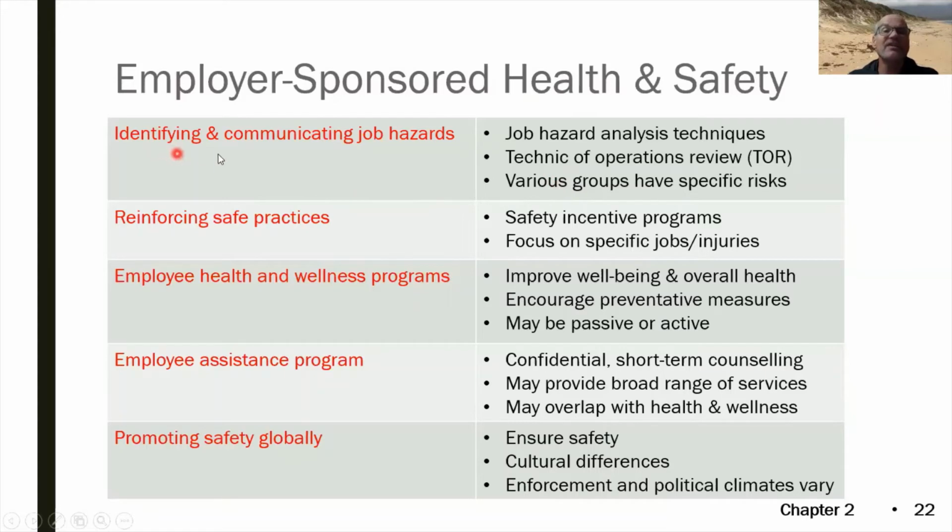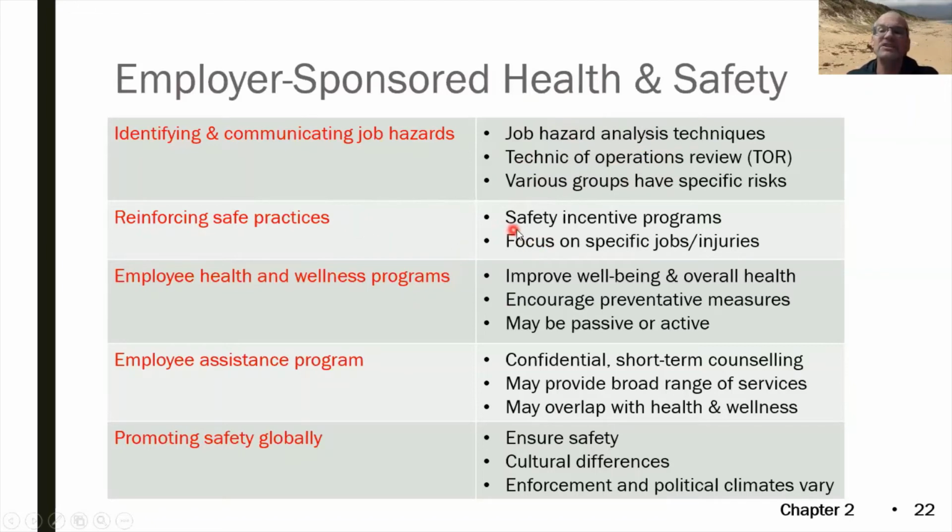help? Well, first of all, identifying and communicating job hazards, and facilitating the health and safety committee. Oftentimes in HR, there's an occupational health and safety specialist, right? So they can certainly help the safety committee with things like job hazard analysis. They can help by reinforcing safety practices, all right? So again, a lot of that's through training.